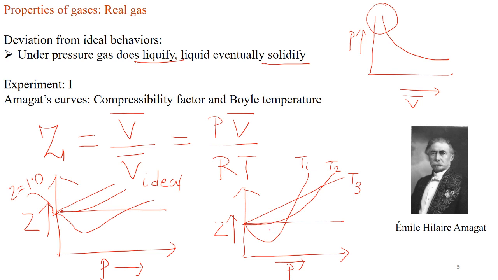Now you see that there is a region where the curve more or less follows the ideal gas curve. Also note that this region is only when the pressure is almost zero. The temperature at which this behavior is observed is known as the Boyle temperature, which we denote as T suffix B. So in this case, according to this drawing, T2 is the Boyle temperature.